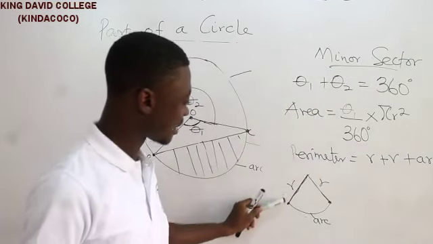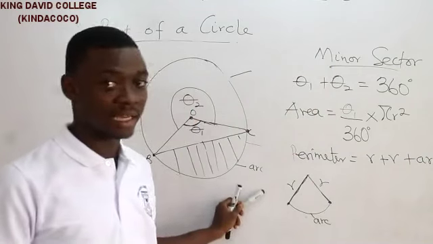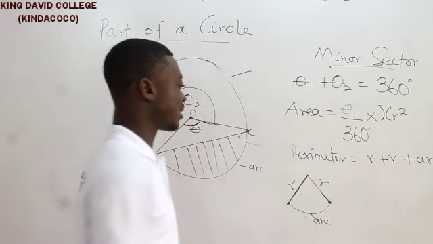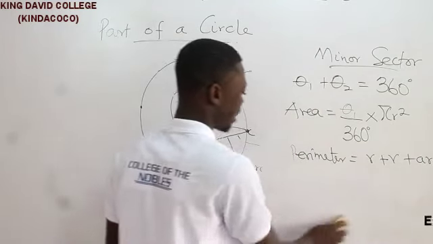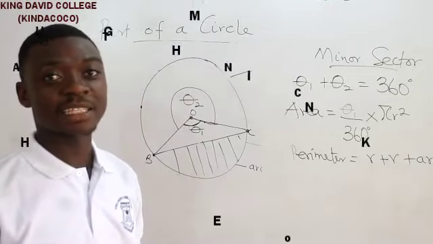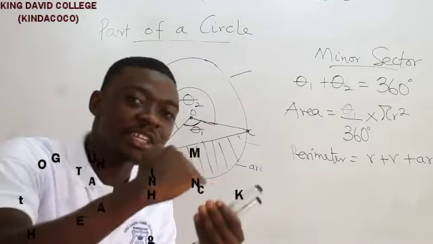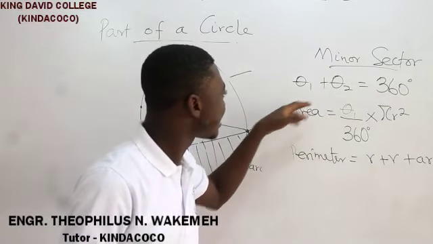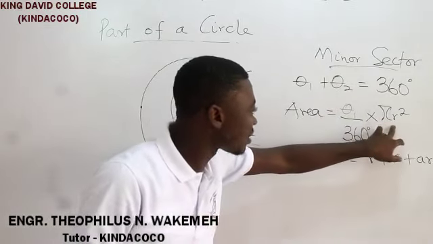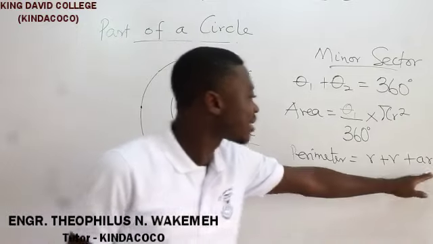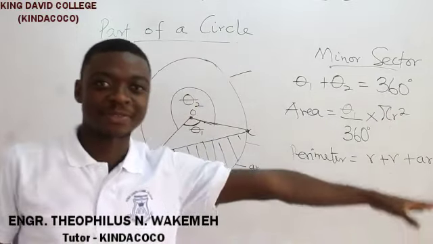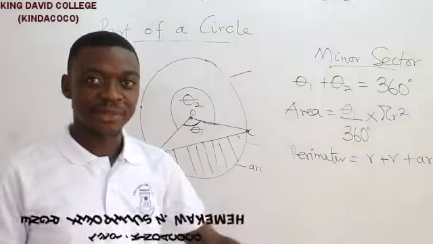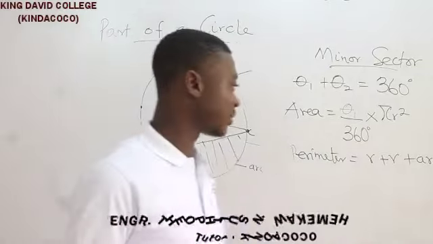So r plus the arc. That's going to give me what? The total distance around it. But then we are saying that the arc is also a fractional part of what? The circumference. So just like we say that this sector is a fractional part of the area, then the arc will also be a fractional part of the circumference. So you see what I'm trying to imply.